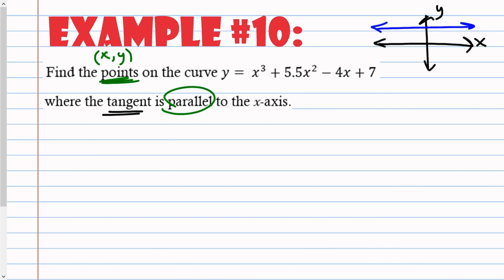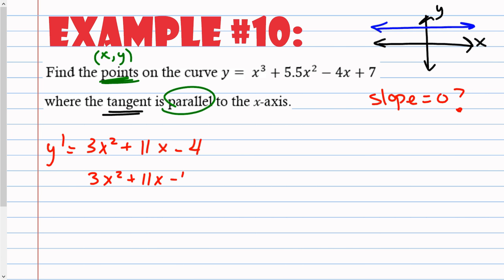Okay, so I'm going to have to derive this because I need to know where the slope equals 0, right? So y prime equals 3x squared, 2 times 5.5 is 11x, and then minus 4. And the 7 becomes 0. So here I have 3x squared plus 11x minus 4, and I'm trying to figure out where this equals 0. So good old-fashioned factoring, yes?